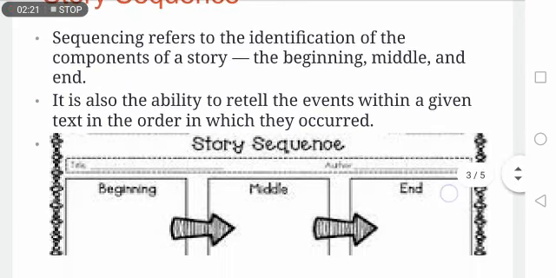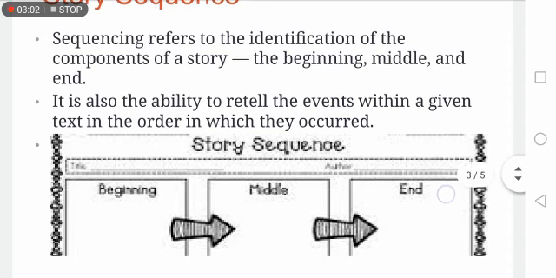You are seeing the image which starts with the beginning, then comes to the middle, and then comes to the end. Basically, whenever you are telling a story, writing a story, or listening to a story, it always has a beginning, from where you start the story. Then it leads to the middle part, and then it leads to the end, where you stop the story, where you conclude the story. So every story is divided into three parts: the beginning, middle and end. This is called the story sequence.